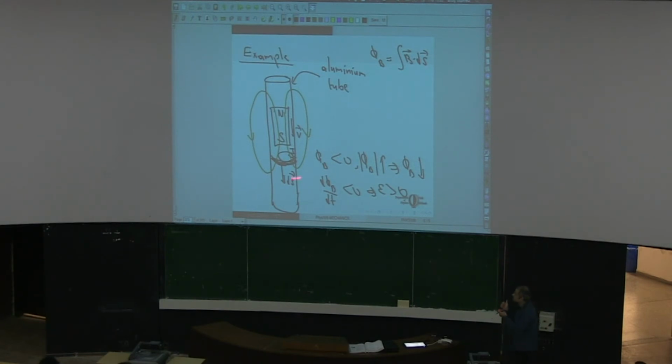So the induced current should be such that it creates a magnetic field downward to try to keep the magnetic field constant. So to create a magnetic field in the downward sense using Lenz's rule, the current should run in this direction, so that it creates a magnetic field in the downward direction.